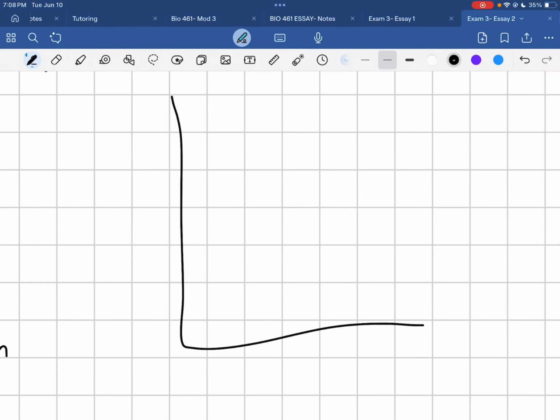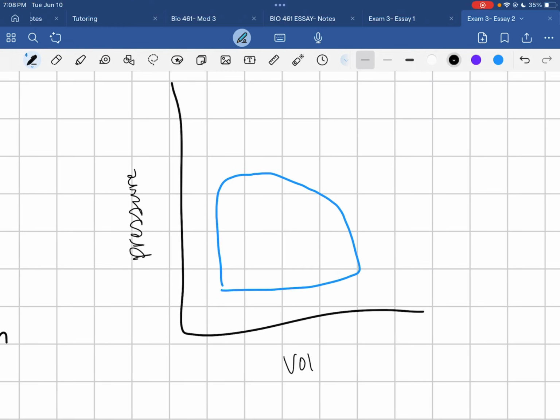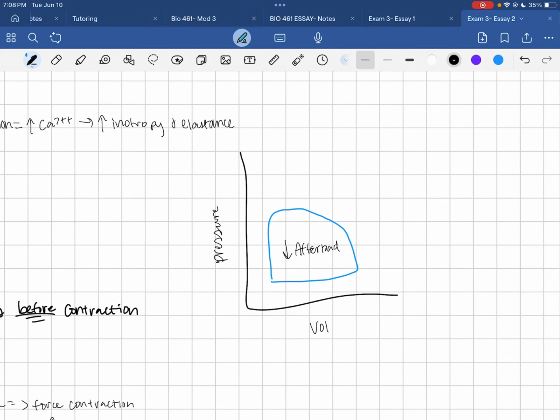volume. And then we also talk about afterload, which is basically not the same concept, but we're going to draw this, and it's a little something like this. This is going to be our afterload. And so let's do pressure. Pressure. And then we have our volume down here.